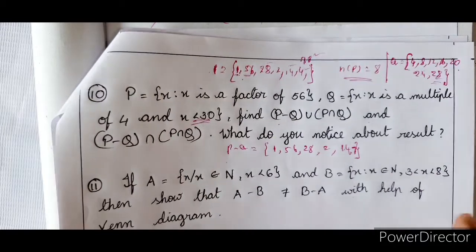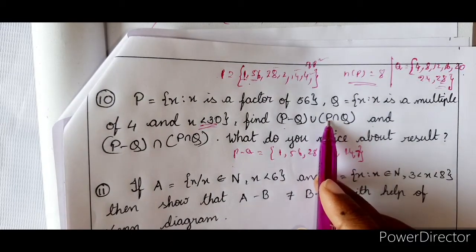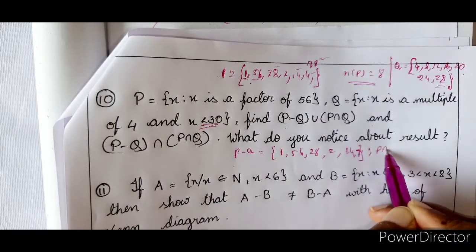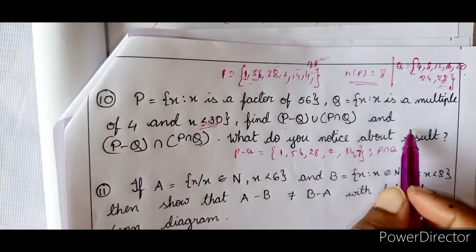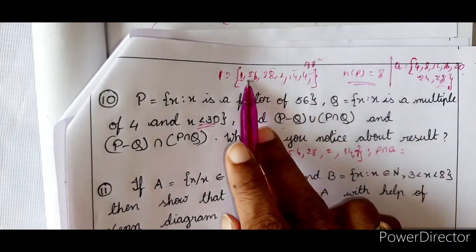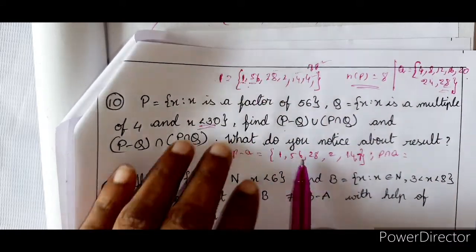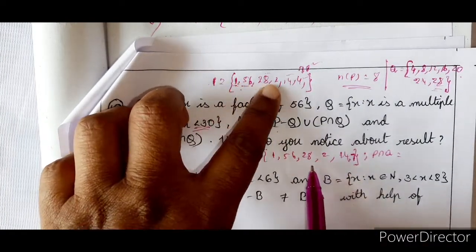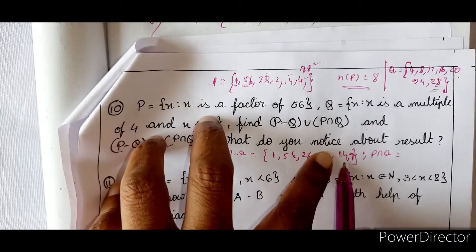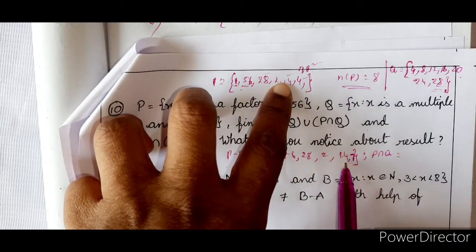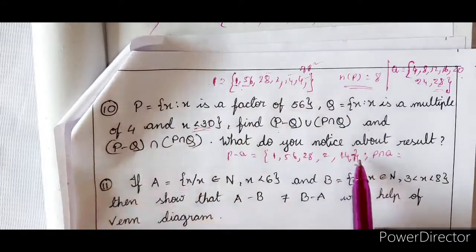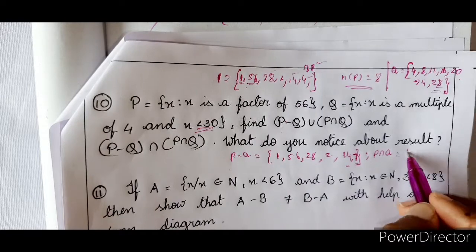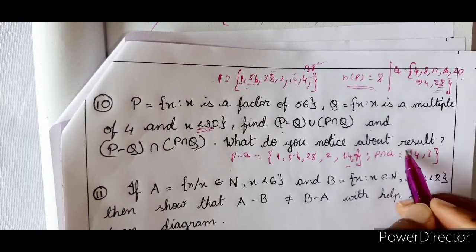Right? So P minus Q union with P intersection Q. What should you find now? P intersection Q. What is P intersection Q? Common elements. What are the common elements? Just now we have seen, is it not? 14 is common, 7 is common. I think 8 is also common. 7 is not common. 7 is here, 14 is here.